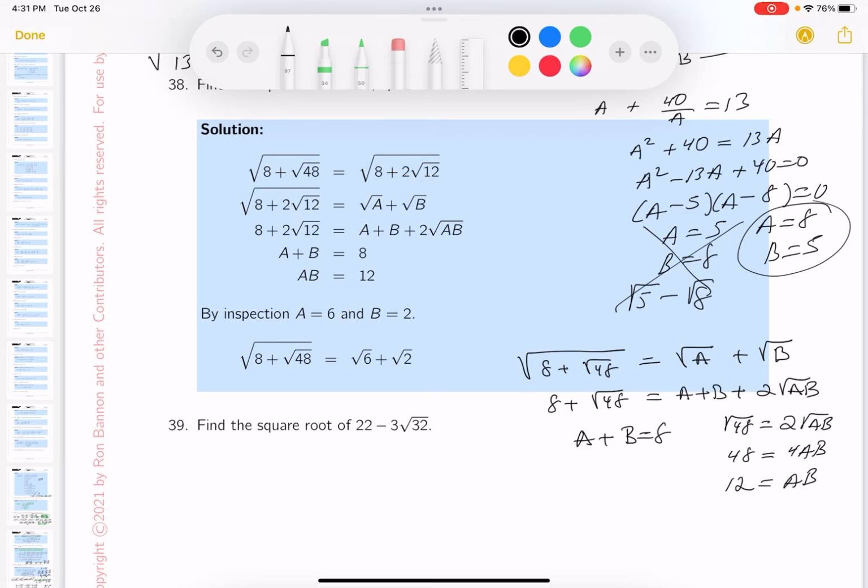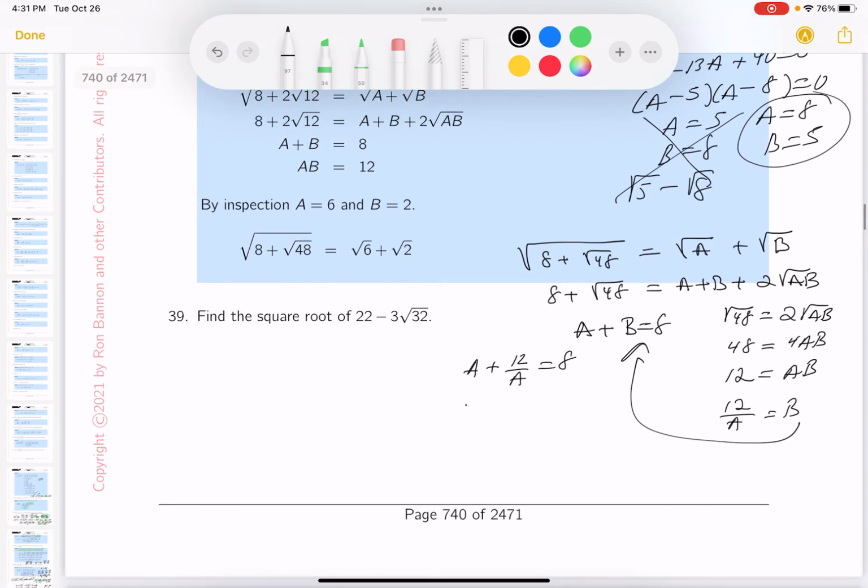What am I going to do? Solve for either A or B. It doesn't much matter. So I'll put down 12 over A is B. And I'll plug this in up here. See what we come up with. What do you get? A plus B is 12 over A equals 8. I would multiply both sides by A. A squared plus 12 equals 8A. A squared minus 8A plus 12 equals 0.